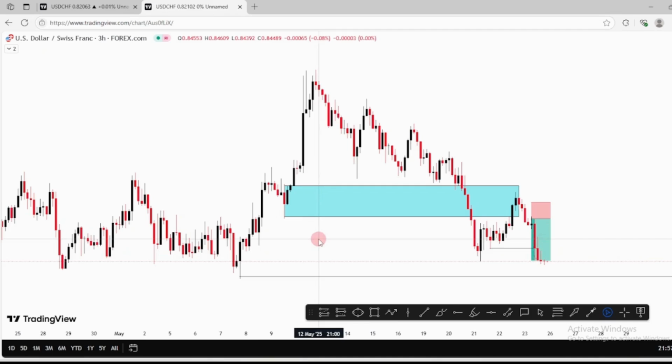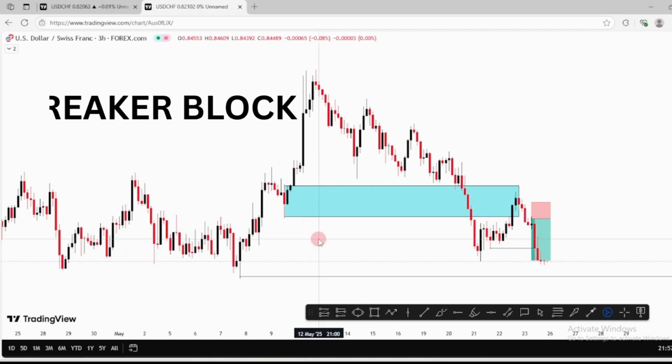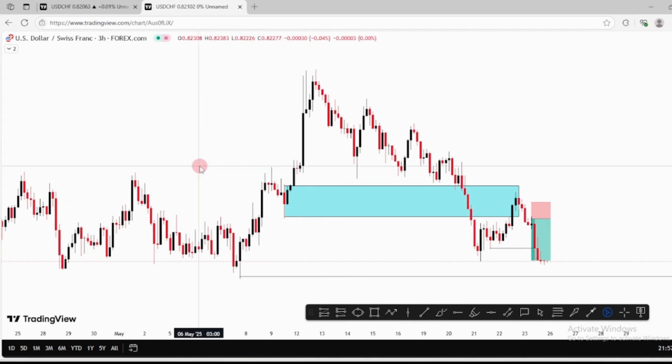In today's video, we are going to talk about breaker block. What is it and how do you apply it to your trading? A lot of people know what it is, but they don't know how to trade it or how to apply it in their trading steps. That is why we're going to go into details and look at what it is.